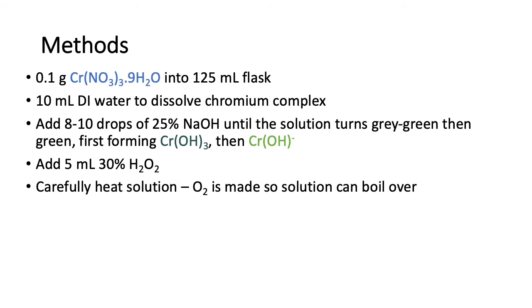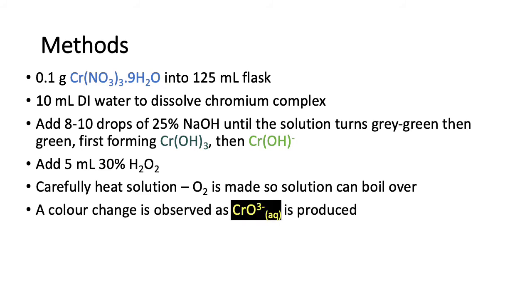You carefully heat that solution. Oxygen is made, so it can boil over. A color change is observed as the chromate is produced. Boil this for 15-20 minutes, to destroy the hydrogen peroxide.